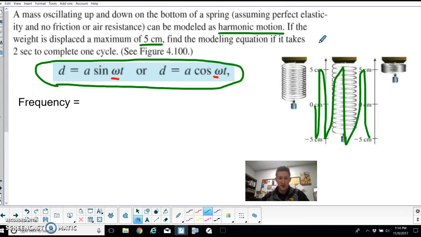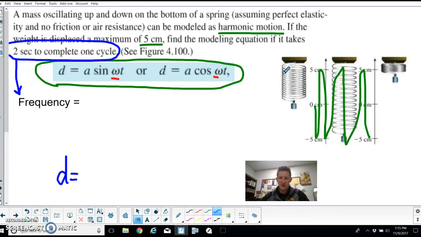It also tells me to find the modeling equation if it takes 2 seconds to complete one cycle. Okay, so this would be helpful as I find the frequency. Because remember, I'm going to write one of these modeling equations. Okay, so here's my answer. It's going to be D equals something.